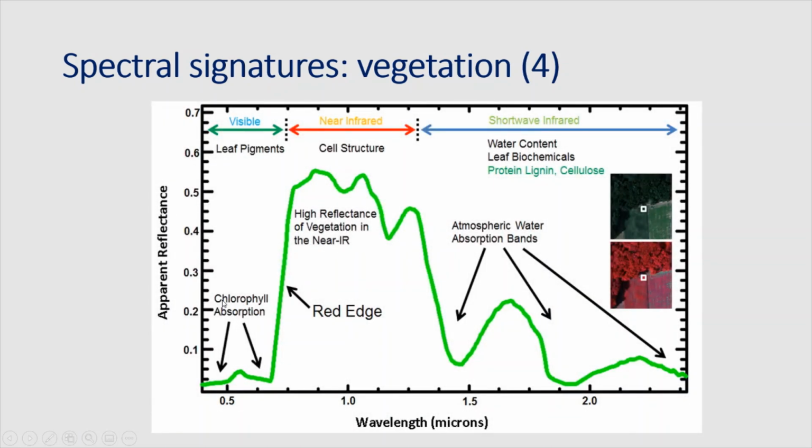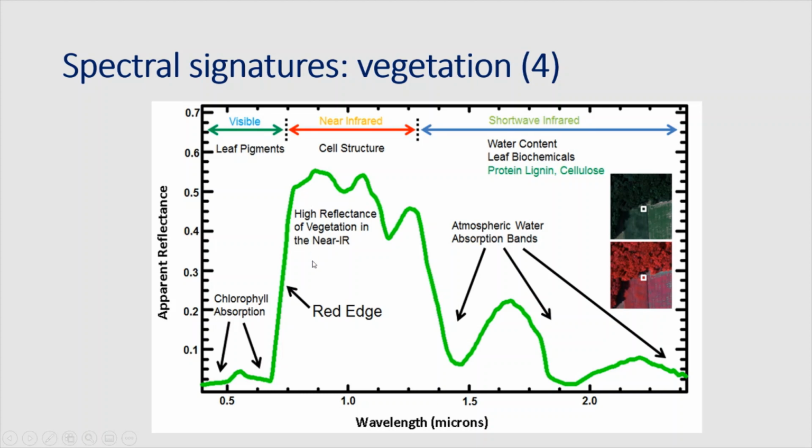So you see here, we have the representation in this figure. What we have just mentioned is the fact that in the blue here, and in the red bands, we have this strong chlorophyll absorption, while in the green band, we have the relative peak of reflection in the visible.